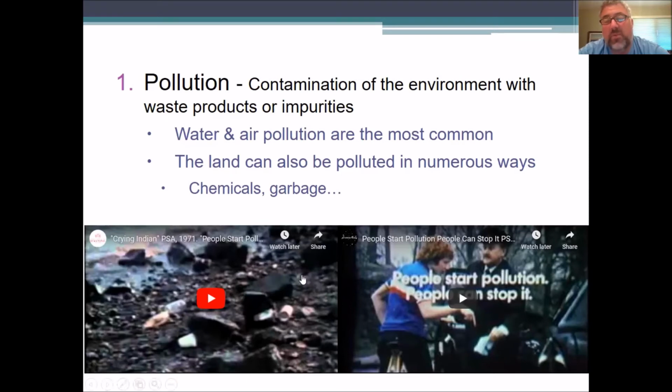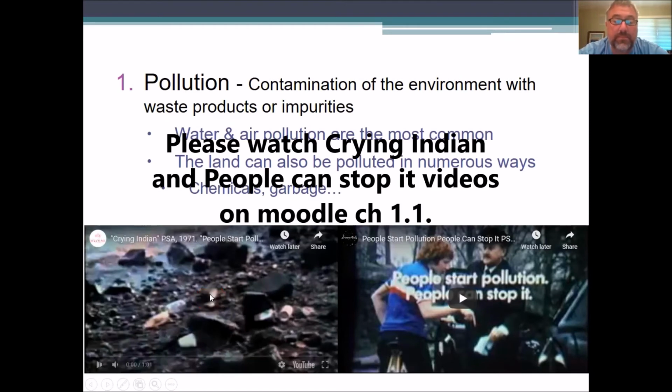And unfortunately, they used this phrase, and I'll show you both of these. People start pollution, people can stop it. And it's the same thing over here. They were being fueled by the manufacturers to do that, so it wasn't put back on the manufacturers. People didn't pick up on that, unfortunately, but it did start an awareness, and this is what got to me.